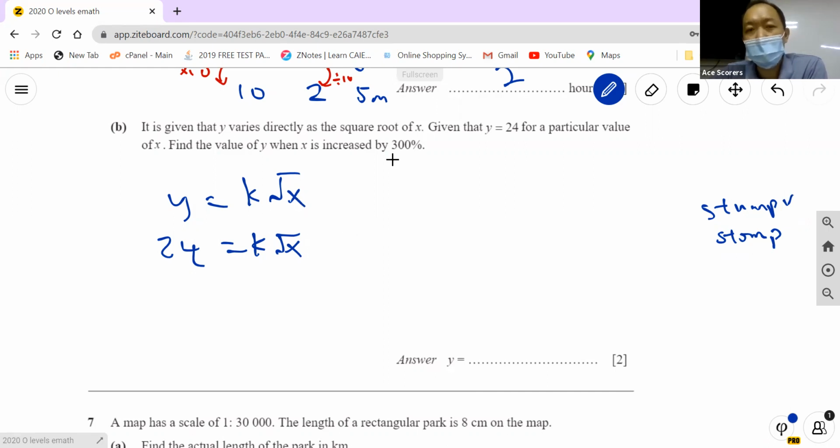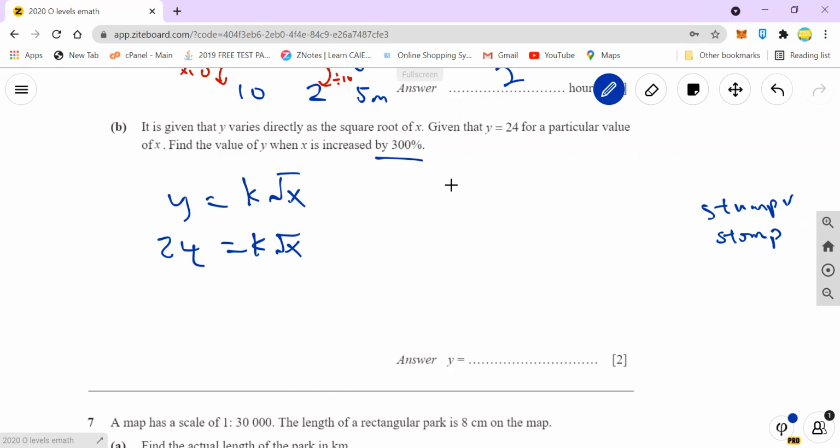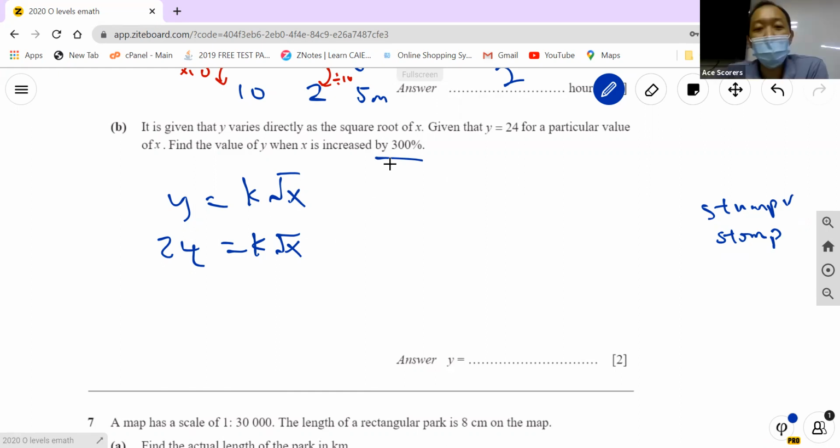What is the new number of x if you increase by 300%? Let's ask Yuki because she's having dinner, I suppose. She's so quiet. Are you having dinner? No. Okay, so can you tell us what is the new x after increase by 300%?